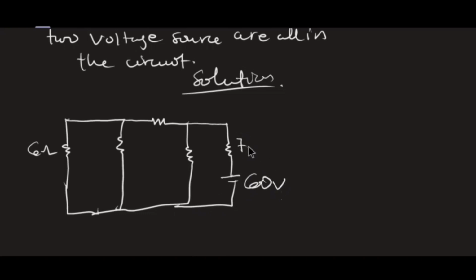I have my 7 ohms. I have my 6 ohms this side. Then I have my I1 pointing this way. I have my 3 ohm. Then I have my I2 pointing this side. I have my 6 ohm.